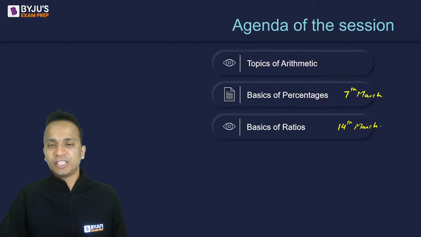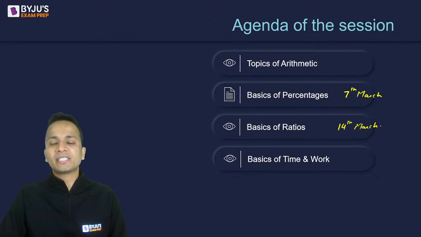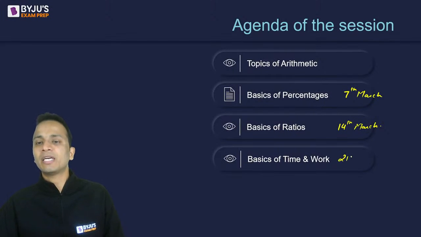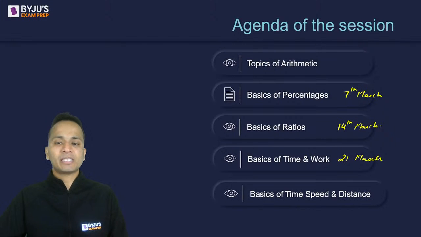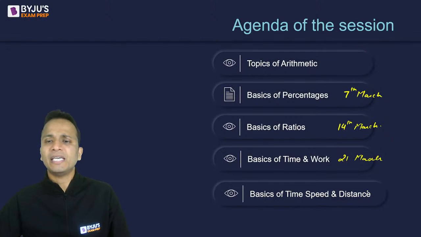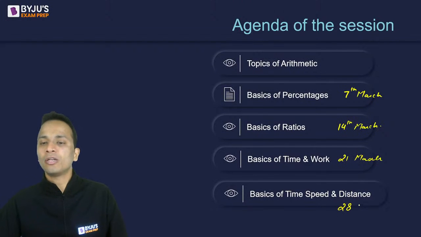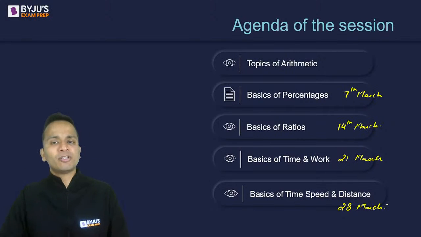of CAT examinations. Then in today's session, after the basics of ratios, we'll be discussing the basics of time and work, and a detailed session on this will be conducted on 21st of March. You may note down all these dates. And then finally we'll be discussing the basics of time, speed, and distance, the detailed session on which will be conducted on 28th of March. So this is how we are placed in the month of March.